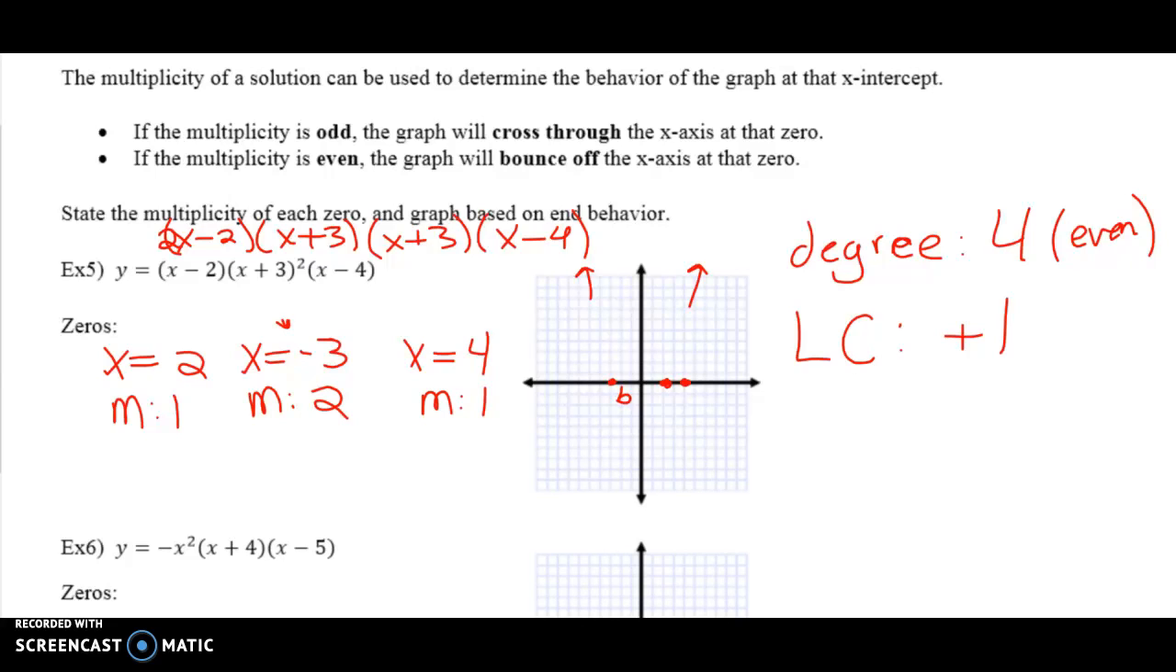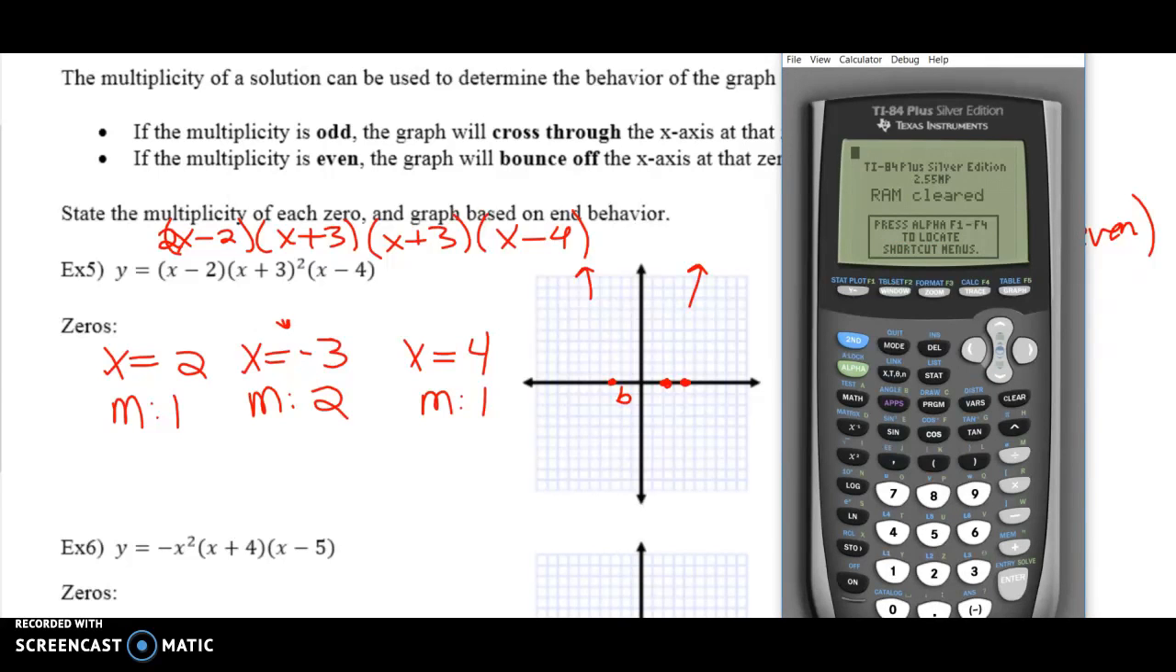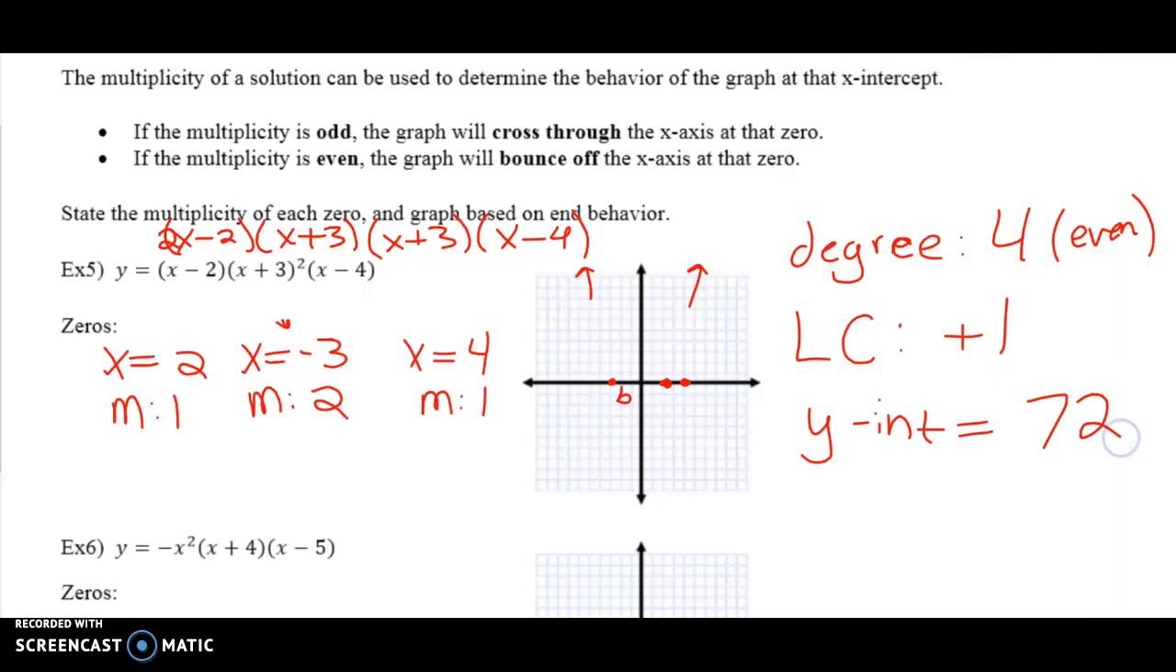And the last thing you always need to find, what is the y-intercept? Right. And I honestly don't care if you throw this whole thing in your calculator, but what do you have to do? Put in zeros for all the x's. So 0 minus 2 times 0 plus 3, and then don't forget to square that. And then parentheses 0 minus 4. 72. Wait. No, that's okay. What I do, I'll put a little point up here, and let's call it 7. I'm going to cheat.